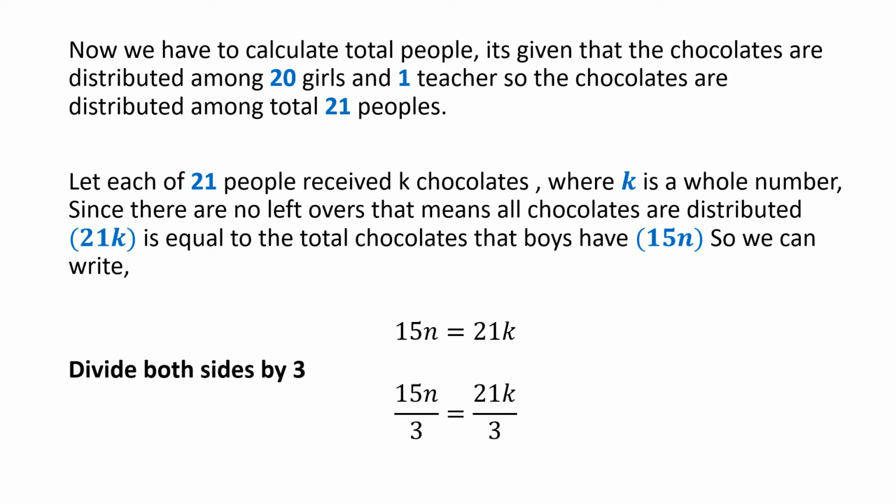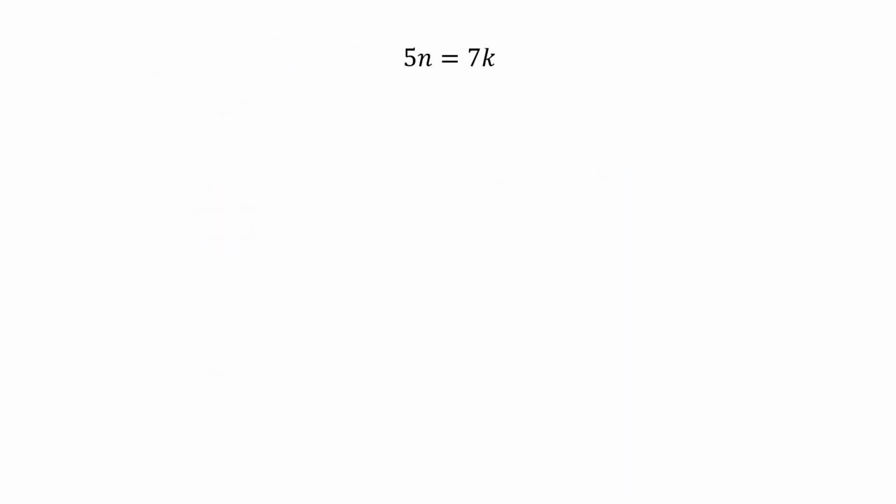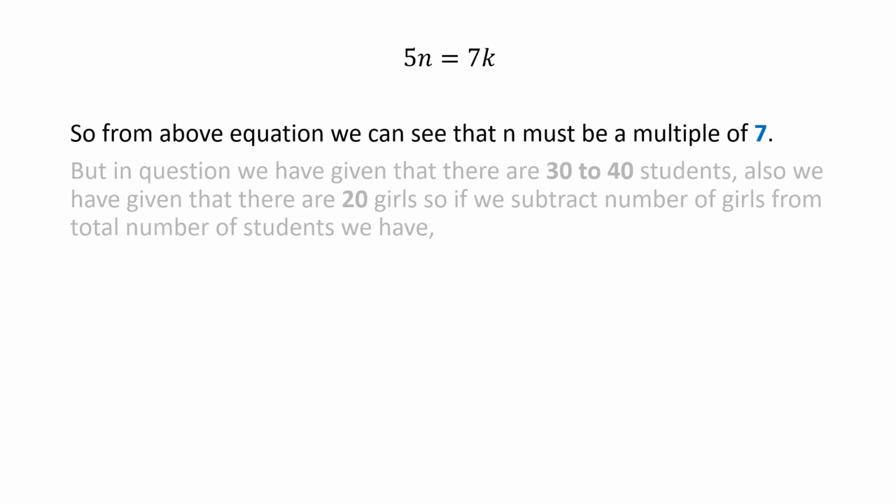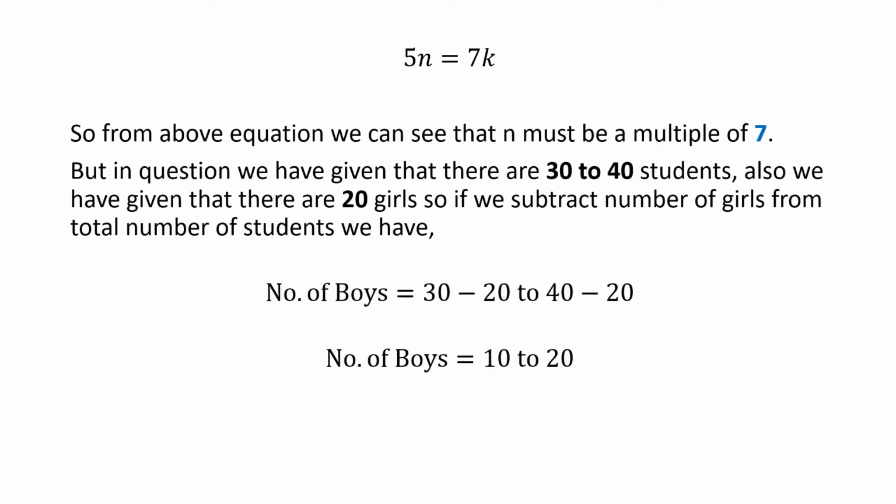Now divide both sides of the equation by 3. So now we have the simplified equation, that is 5n equals 7k. From the above equation we can see that n must be a multiple of 7.